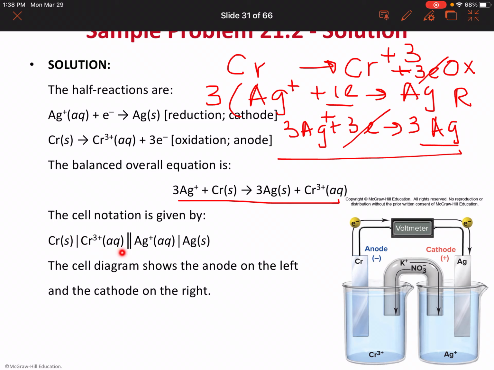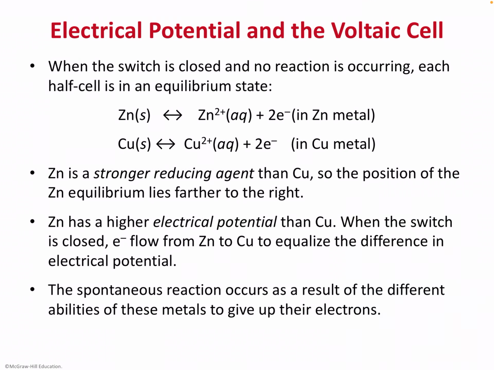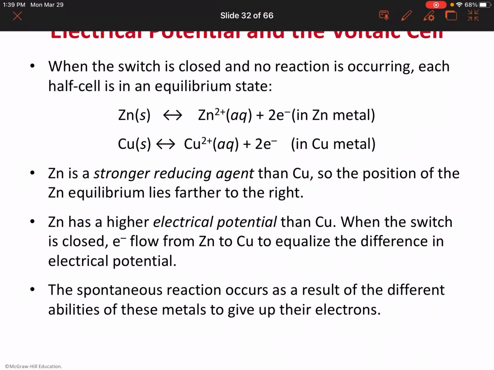You first write your anode, what's happening: chromium solid, phase change, becoming chromium 3 plus aqueous, physically separated, 2 bars, silver ions aqueous becoming silver solid. This is a solid, this is aqueous, so you have a bar to separate them, 1 bar. The cell diagram shows the anode on the left and the cathode on the right. Okay, so probably we'll stop here.